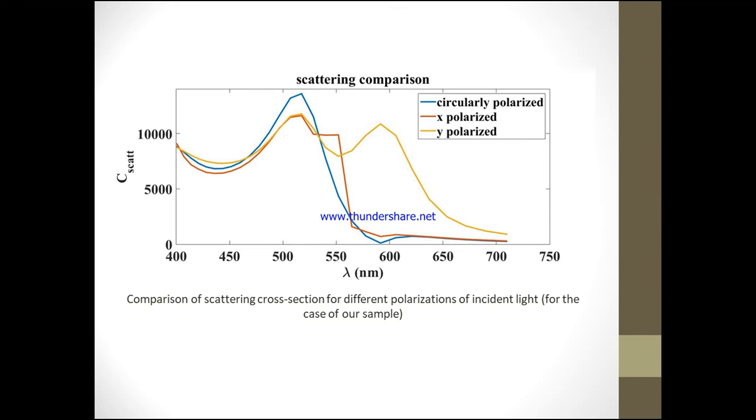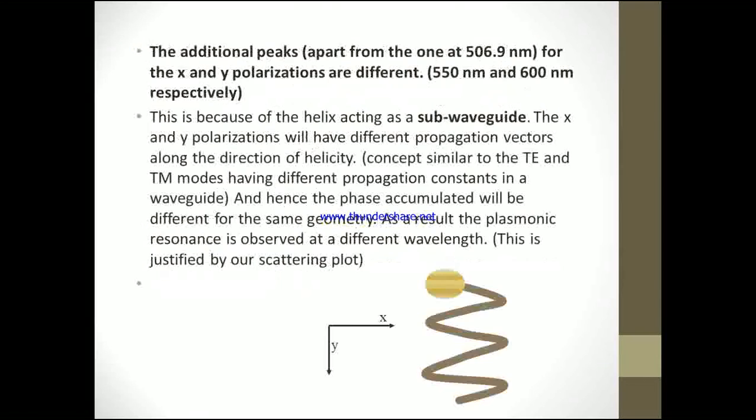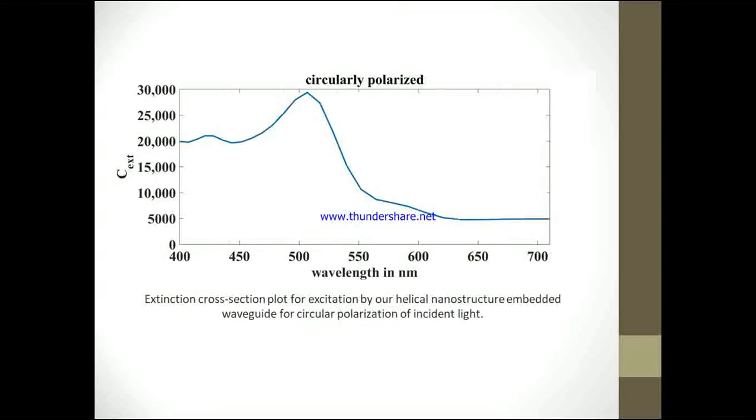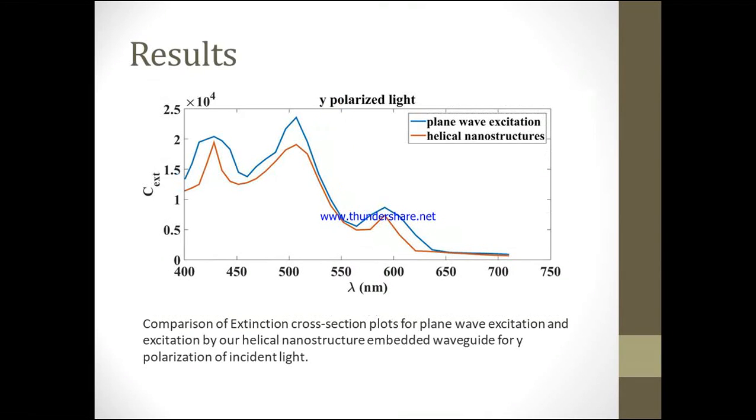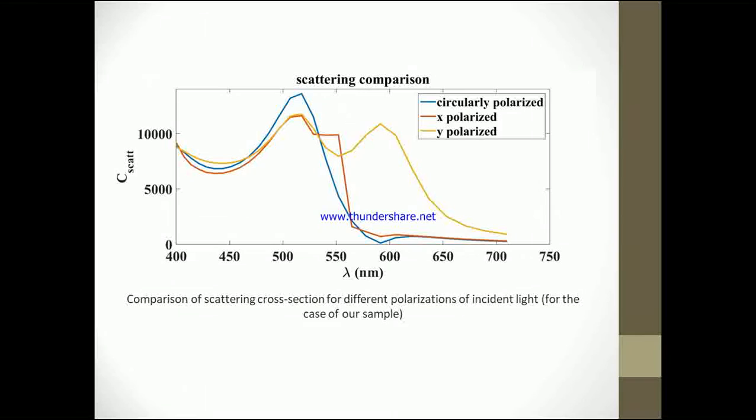Another important finding was that this 428 nanometer peak over here becomes highly sharpened, but in the scattering cross-section plot we don't find anything happening in this 428 nanometer region. This is something new, something strange.